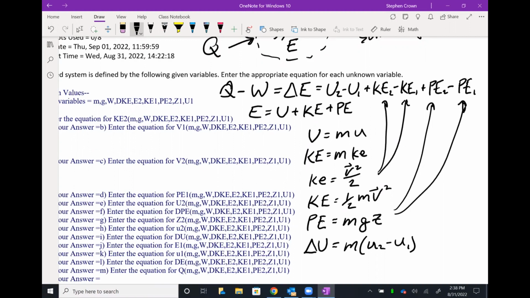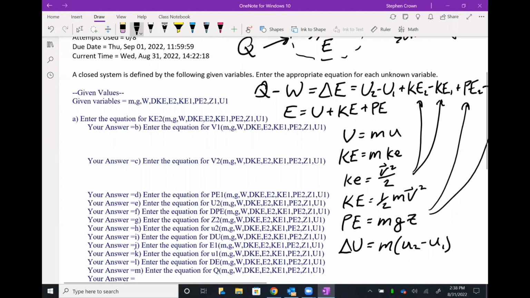So having those equations in mind, let's take a look at the first two questions. So enter the equation for KE2 given these variables that I can work with. So I have certain known values, and everything else can then be written in terms of those. So let's, even though in the answer blank you won't put this first part, let's just put KE2 equals. So the kinetic energy at state 2. Well, the kinetic energy at state 2 would be most obviously defined as 1/2 mv2 squared.